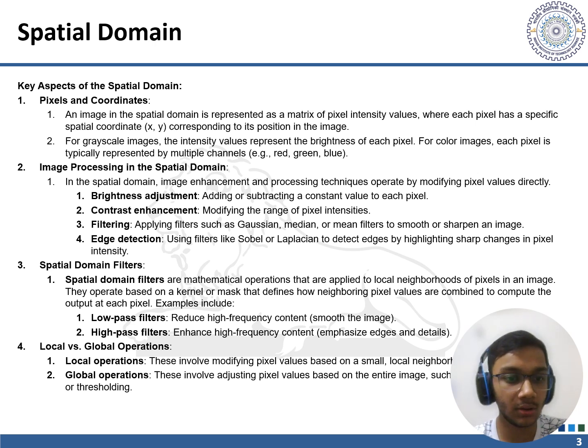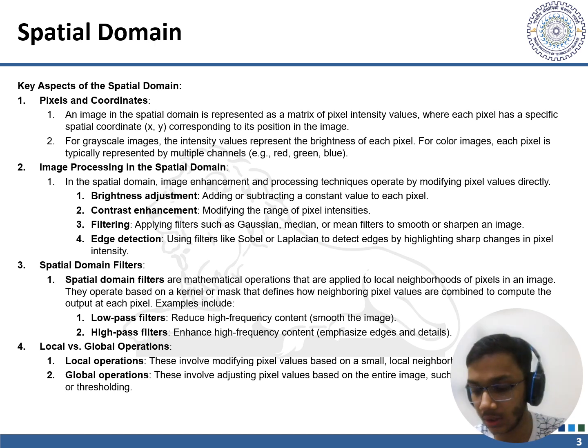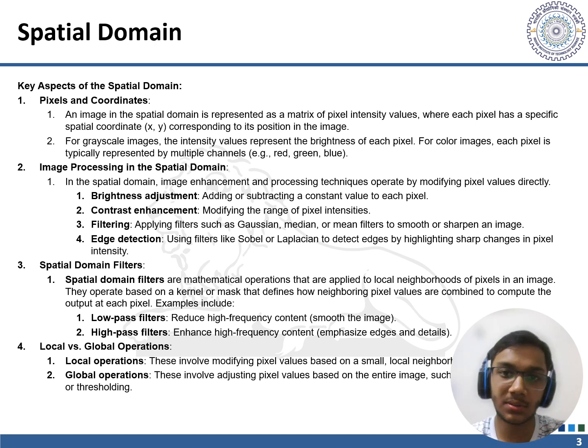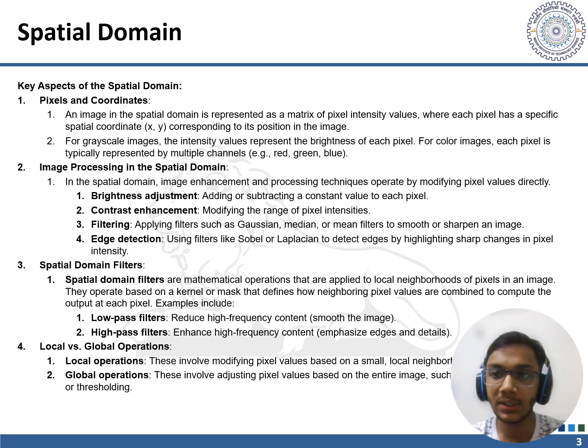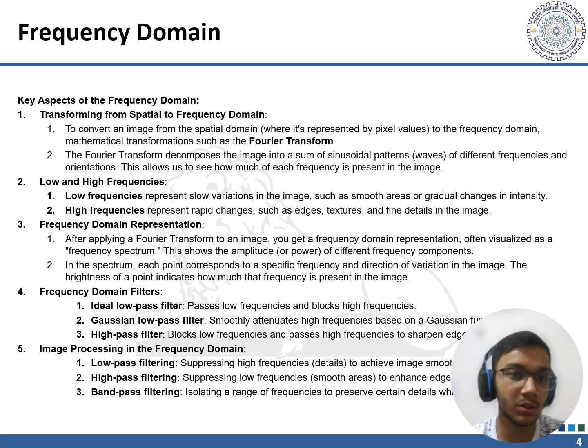And going on, we have filters like low and high pass filters, and different things that we can perform here are brightness adjustment, contrast adjustment, filtering, edge detection. The changes made to the images in this domain are of two different types, local and global. We will be discussing that in detail later. The next domain is the frequency domain.